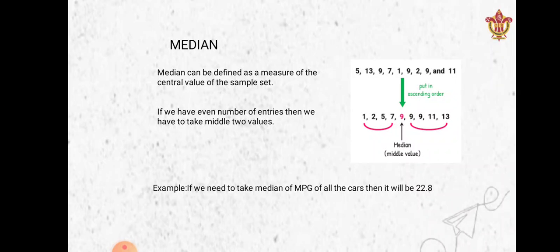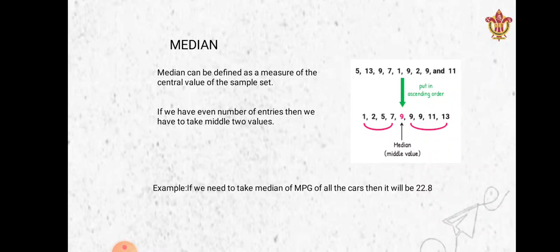How? Because in the case of an odd number of elements, it is easy to find the middle value, right? Like in the same example, 1, 2, 5, 7, 9, 9, 9, 11, 13. This is the list provided to you, and we have skipped an equal number of values from the left and right sides. Since the total number of elements is 9, it was easy to divide it into equal parts.